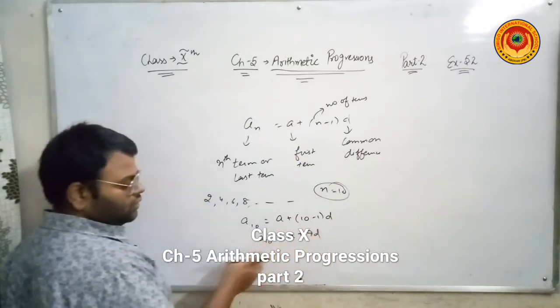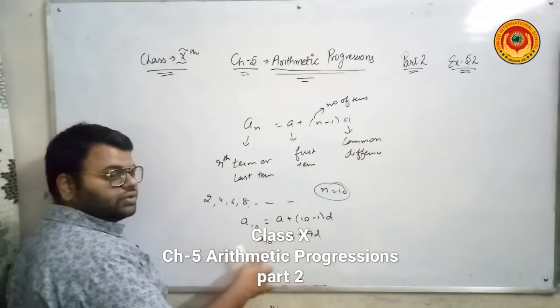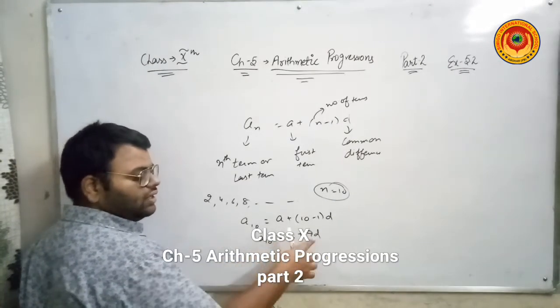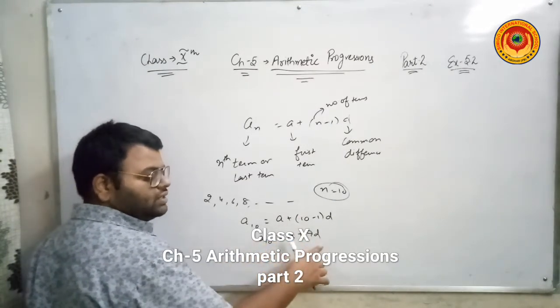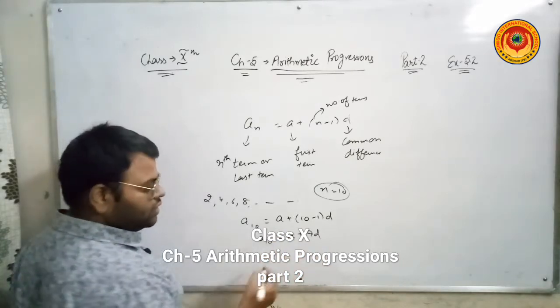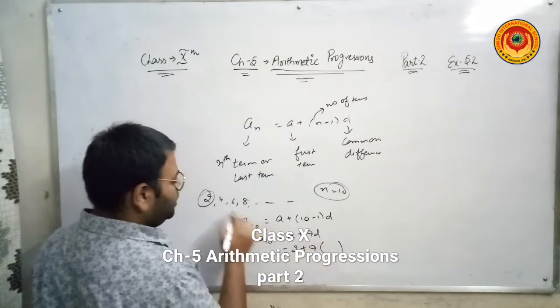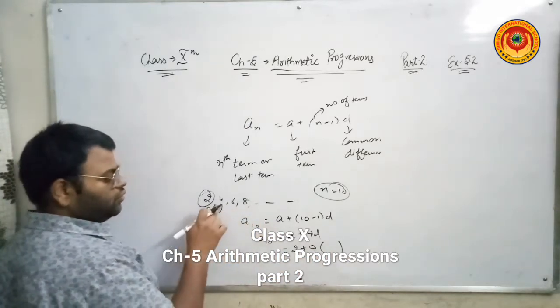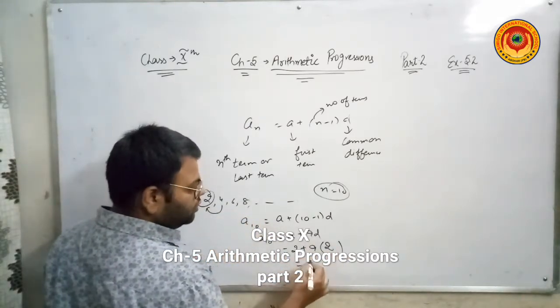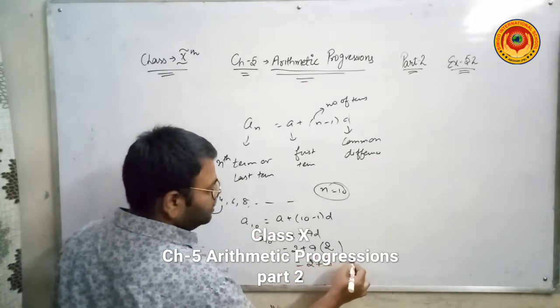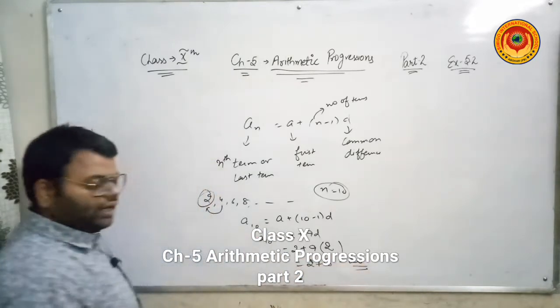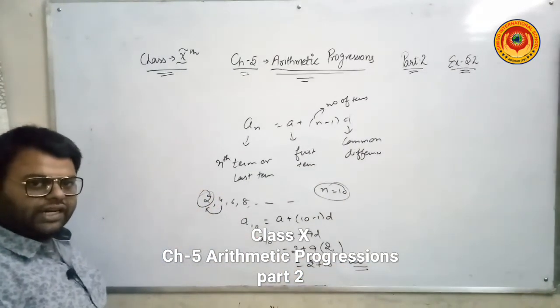So what's the rule? The coefficient of d is one less than the term number they ask. Like a10 is a plus 9d, a11 is a plus 10d. Getting my point? So just fill the values. What is a? 2. What is d? Second term minus first term, 4 minus 2, that is 2. 2 plus 9 2s are 18, that is 20. So a10 is 20. Getting the point?